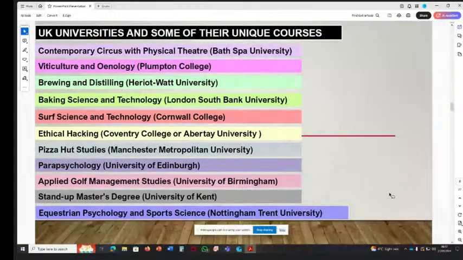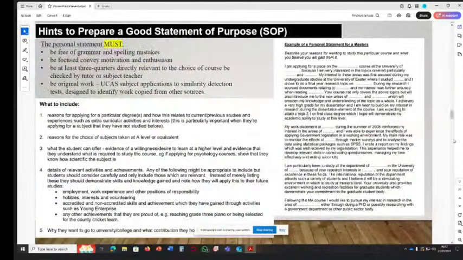These are the interesting courses that can be pursued out of your topic. Now there is a hint to prepare a good statement of purpose, or what we call the SOP. You need to write a good statement of purpose. It should be free of grammar and spelling mistakes. Convey motivation and enthusiasm, and please put in positive things, not negative things. At least three-quarters should be directly relevant to your choice of course.